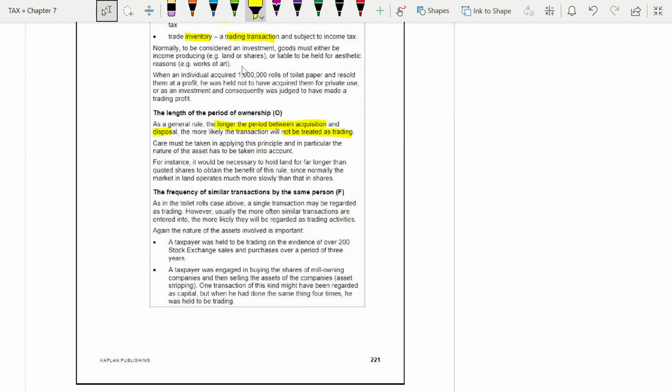Other care must be taken. The frequency of similar transactions by the same taxpayer: as in the toilet rolls case, a single transaction was regarded as trading. However, the more similar items are entered into, the more likely it will be recorded as trading activity. If the taxpayer is held to be trading, there is evidence of 200 sales and purchases. If you take the stock exchanges, they will say it is trading. The purpose of trading is frequency, ownership, and holding for a short period. If you take the stock exchange, the entire definition will be very easily understood.